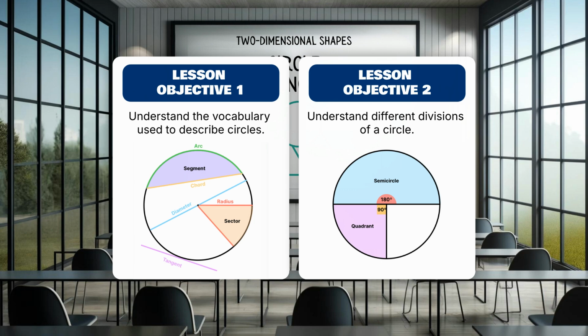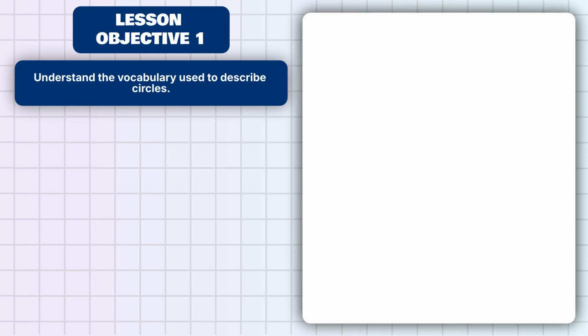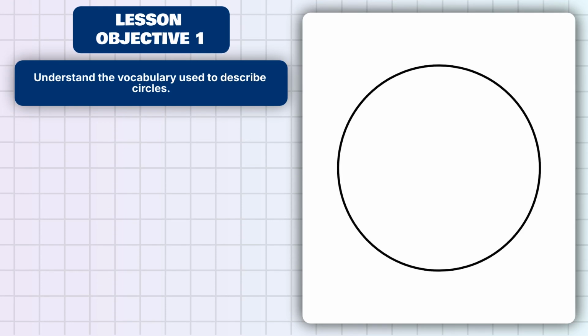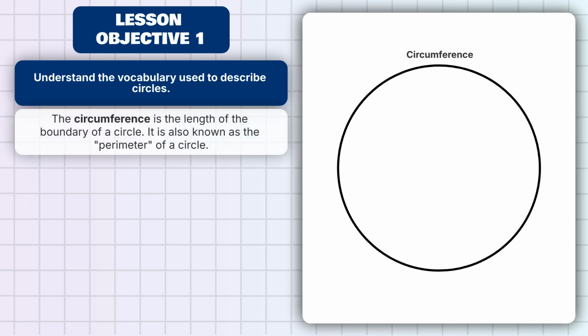For instance, if we want to describe the path taken by the tip of a clock's hand, we need to enrich our vocabulary by adding terms like radius and arc. We'll begin with this circle and start to introduce terminology to refer to its parts. First, the circumference is the length of the boundary of a circle. It is also known as the perimeter of a circle.